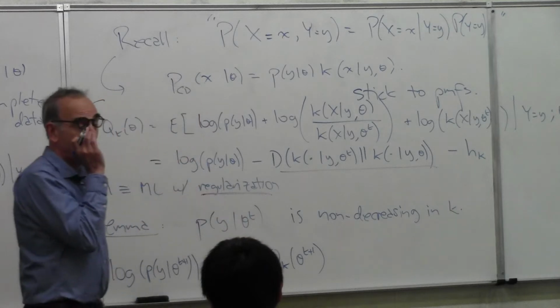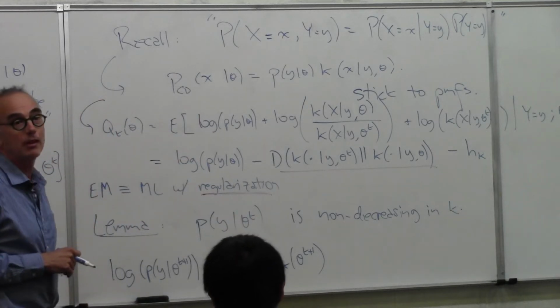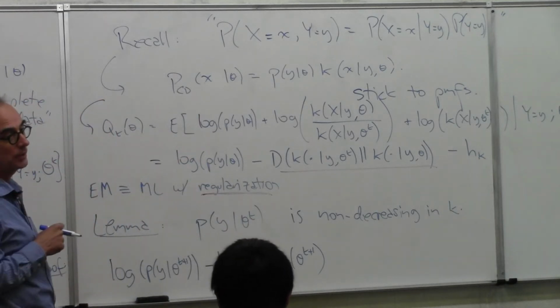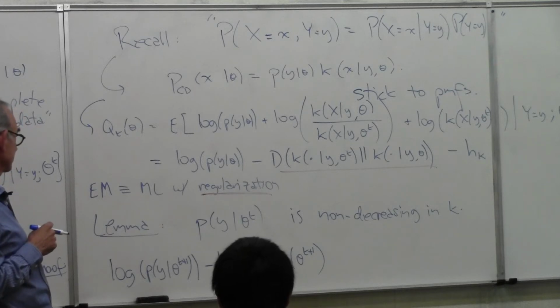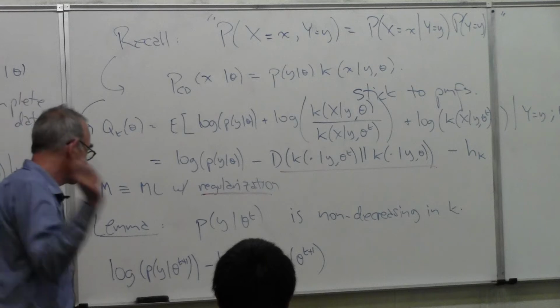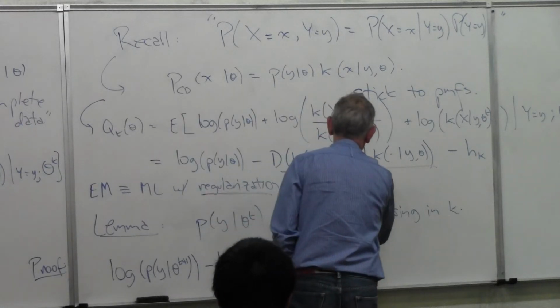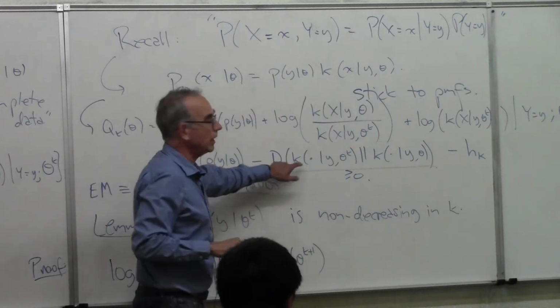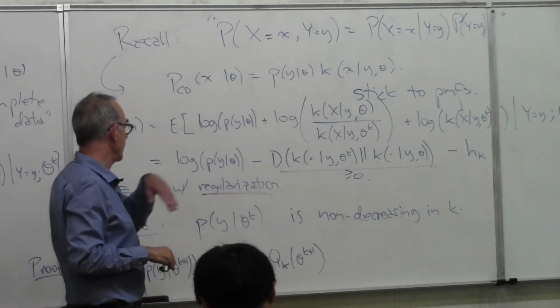Okay, let's do this carefully. So first of all, I've got an inequality here. Where did I get that inequality? Somebody tell me. Great. Okay, so using the fact that this gradient is equal to 0, I can throw it away and get an upper bound.